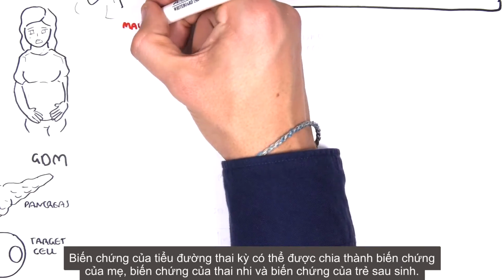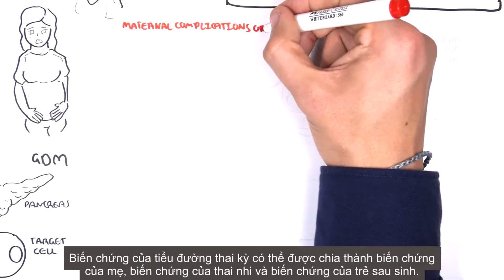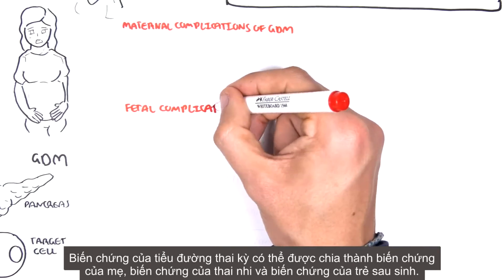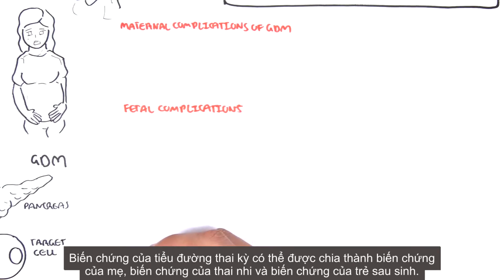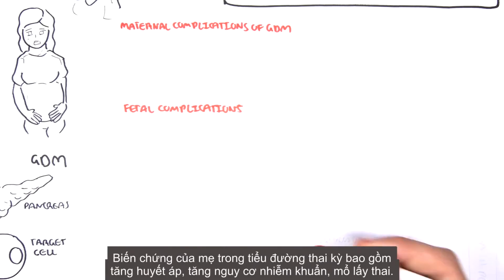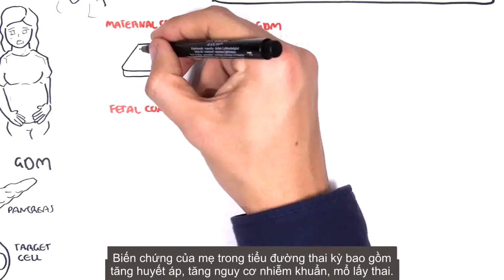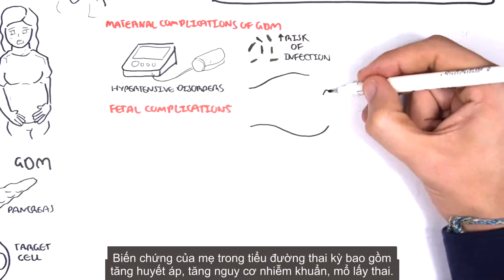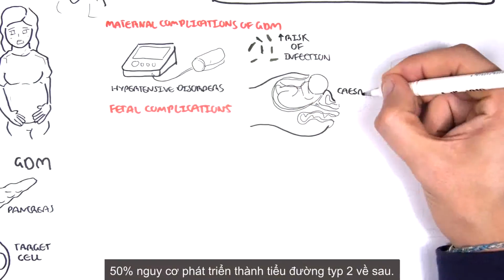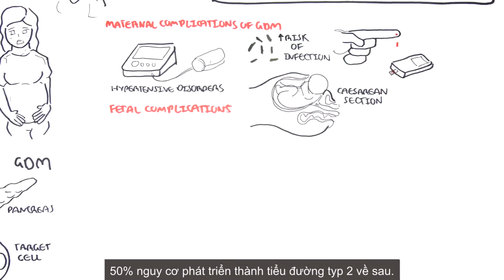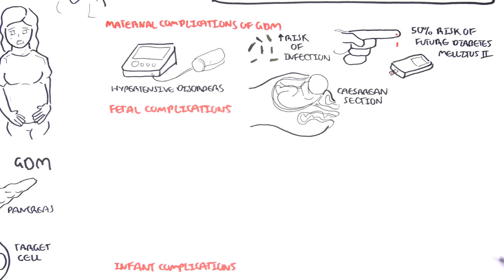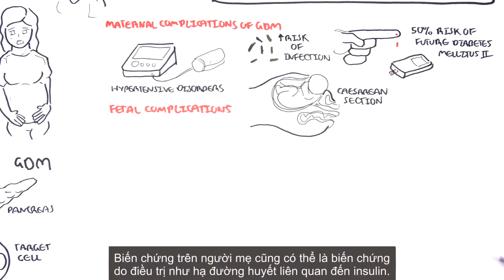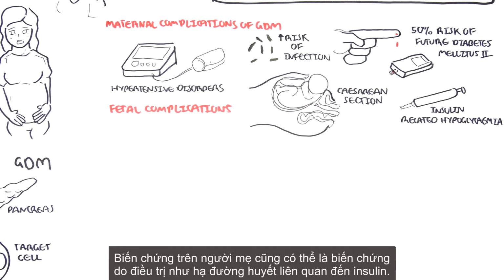The complications of gestational diabetes can be divided into maternal complications, fetal complications, and infant complications. Maternal complications, or mother complications, of gestational diabetes include hypertensive disorders, increased risk of infection, and cesarean section. There's a 50% risk of developing future diabetes type 2. A maternal complication can also be a treatment complication, where you get insulin-related hypoglycemia.